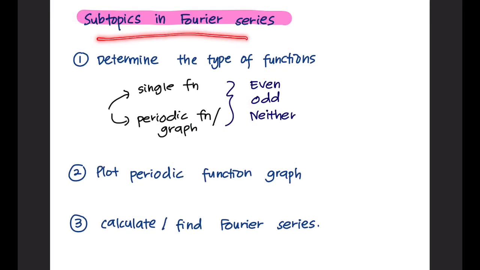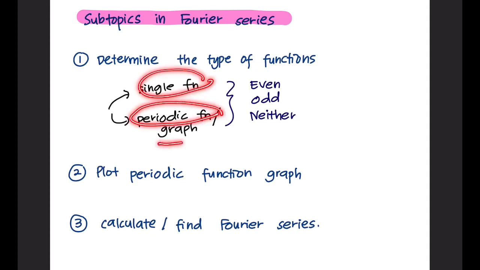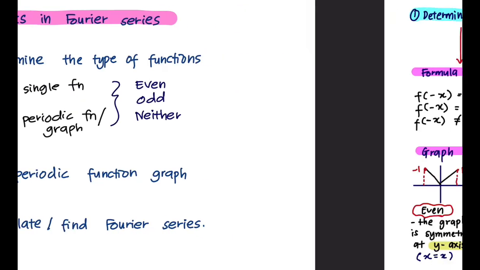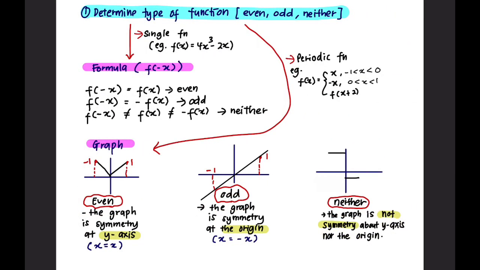These are the subtopics in Fourier series. First, you should be able to determine the type of functions, for a single function and also for a periodic function and graph. We have three types of functions: even function, odd function, and the last one is neither. Second, you should be able to plot a periodic function graph. And last, you should be able to calculate or find the Fourier series. In this lesson, you will learn how to determine the type of function.